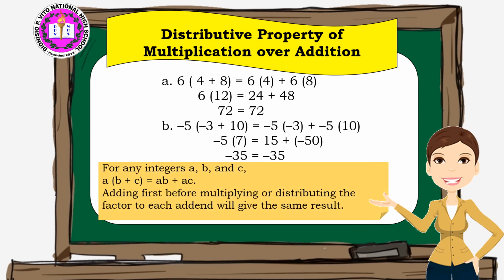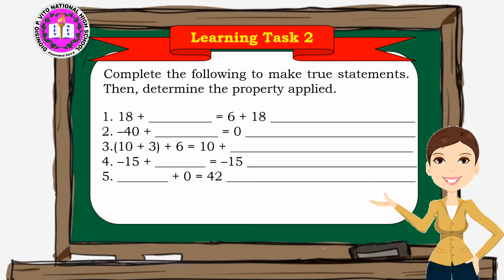For any integers a, b, and c, a × (b + c) is equal to ab + ac. So adding first before multiplying, or distributing the factor to each addend, will give the same result. Moving on to learning task number 2. Complete the following to make true statements. Then, determine the property applied.